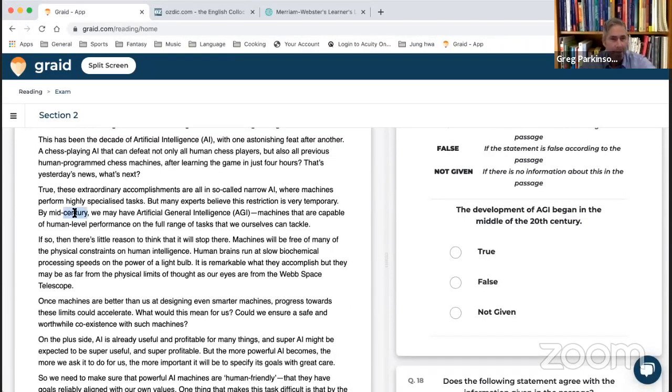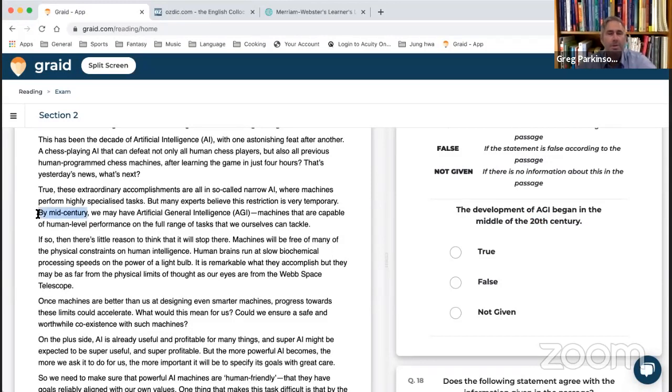And here, okay, by mid-century, we may have artificial general intelligence machines that are capable of human-level performance on the full range of tasks that we ourselves can tackle, right? Now, is this talking about the 20th century?